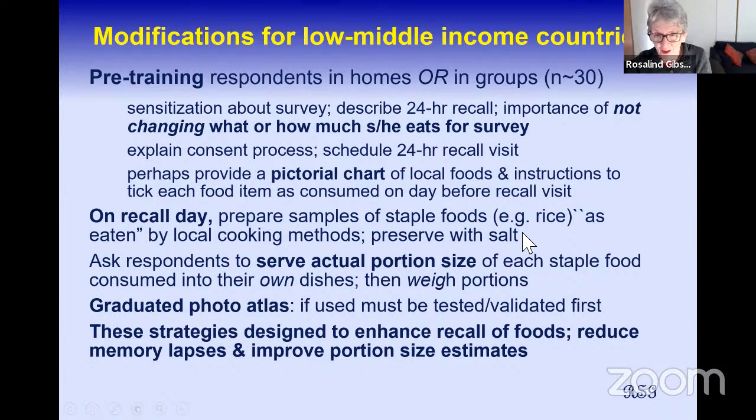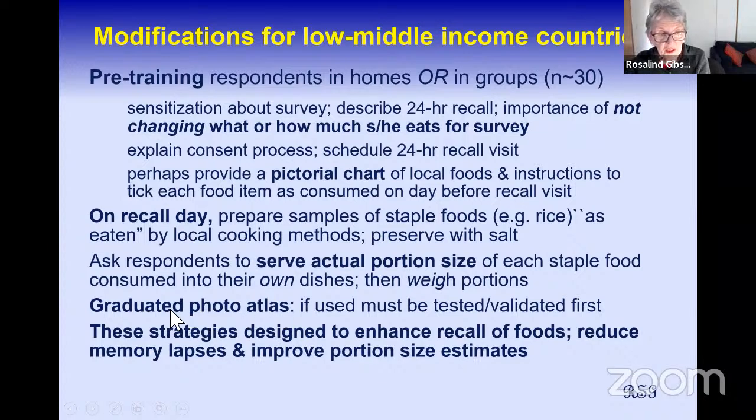And then if you take this sample preserved with salt to the household, you can ask the respondent to serve the actual portion size of each staple food consumed into their own dishes. And then you can weigh that portion size that's indicated has been consumed from their own dish and record the weight of that staple food directly in grams. It's particularly important to get an accurate weight of the major staples because obviously they provide the major source of energy in the diet and therefore must be accurately assessed.